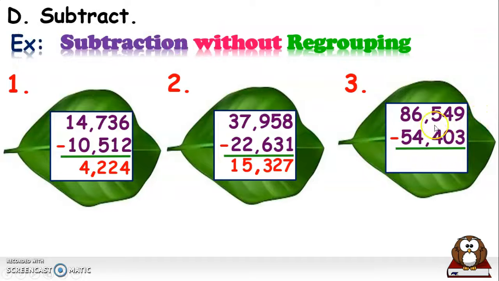Now for number 3, starting from ones place. Again, ones place is 9 minus 3. The answer is 6. For tens place, 4 minus 0 equals 4. For hundreds place, 5 minus 4 equals 1. Now for thousands place, 6 minus 4 is 2. And 10,000s place, 8 minus 5 equals 3. Also, after 3 digits, we have to write the comma. The answer for number 3 is 32,146. I hope that you were able to answer this practice correctly. Let's go to the next part of our drill.